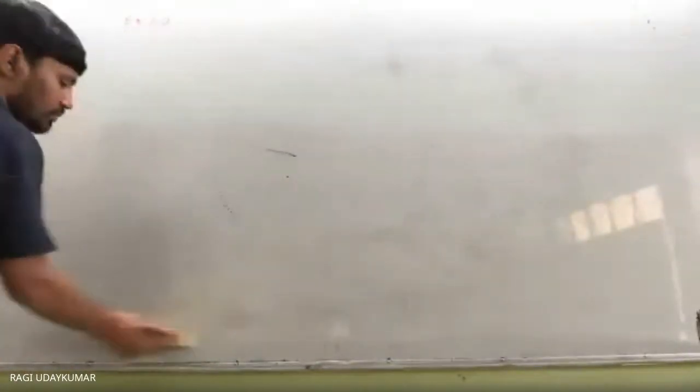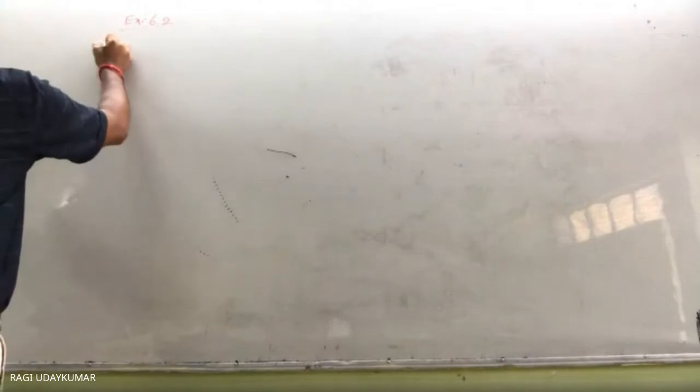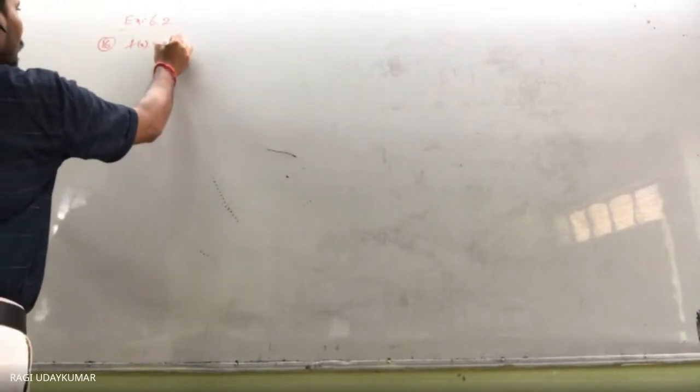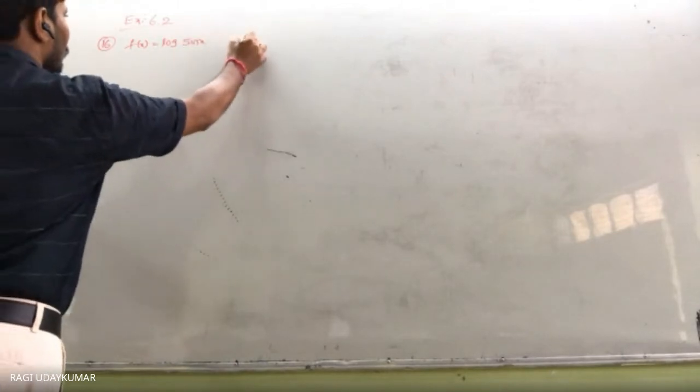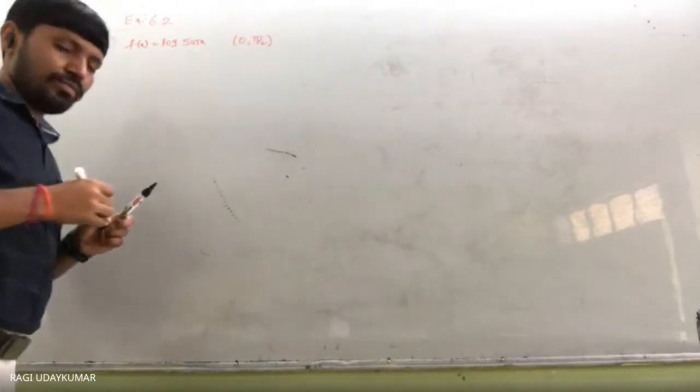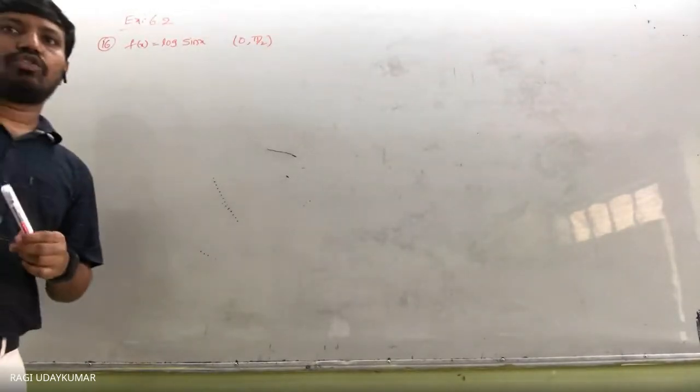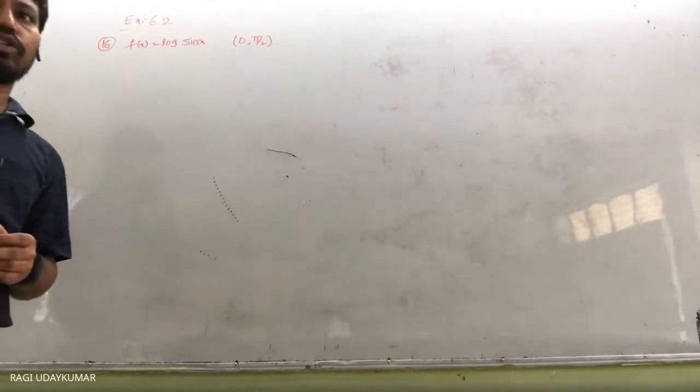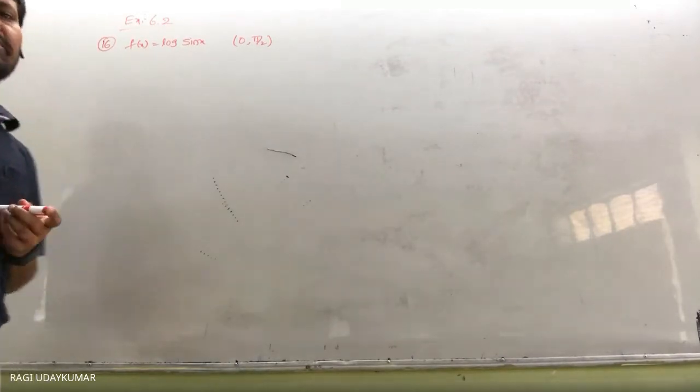Okay, let us move to the 16th question next. Prove that the function given by f of x is equal to log of sin x is increasing in the interval 0 to pi by 2, and in pi by 2 to pi, it is decreasing. Very simple question here.